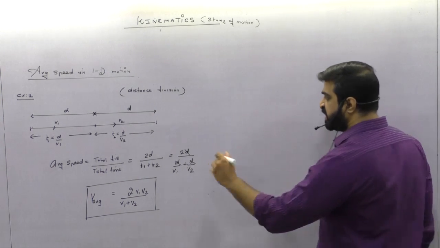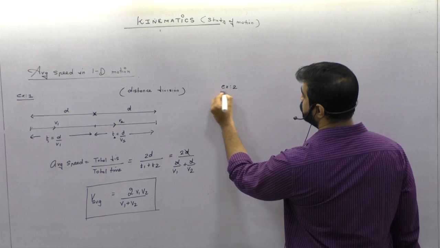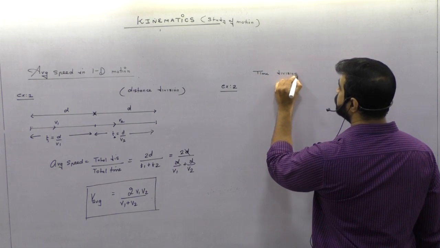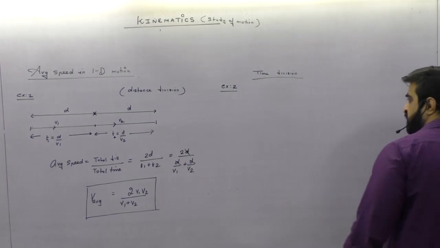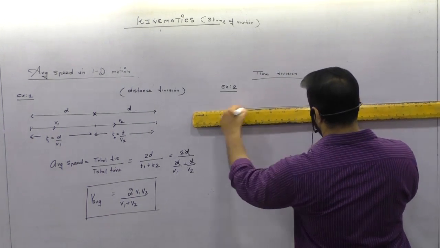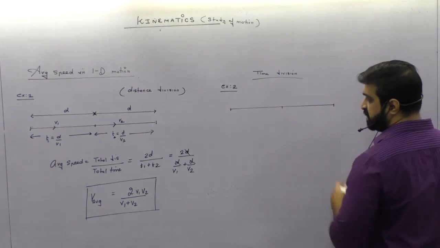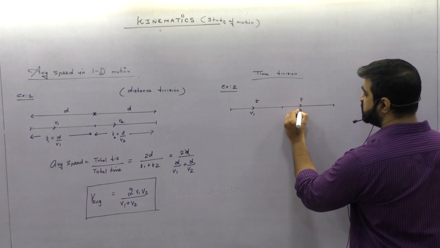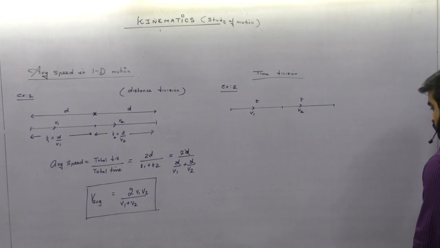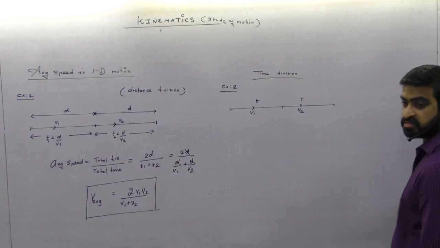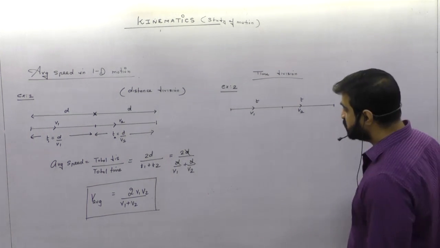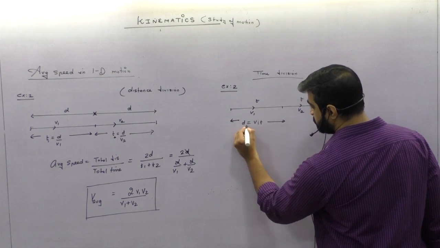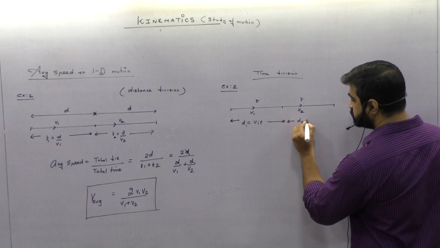I'll give you another example in this. Pay attention over here. If they tell you time division, you remember, that means in half time it goes with speed v1, in another half time it goes with speed v2. Find the average speed. What is not given? Eliminate distance. So over here the distance will become v1t, and over here the distance will become v2t.